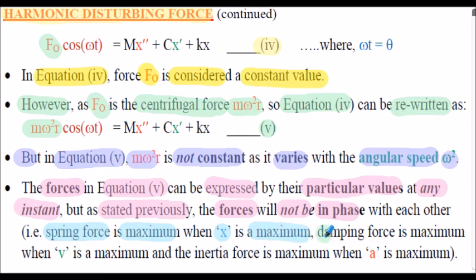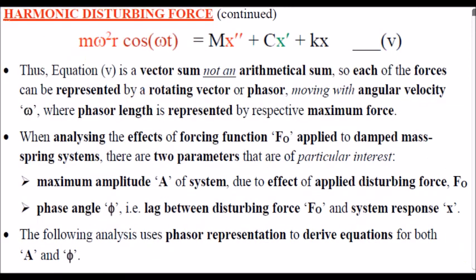The damping force is a maximum when velocity v is a maximum. And the inertia force is a maximum when the acceleration a is a maximum. So as stated, all the forces are out of phase with each other. Harmonic disturbing forces continued. Just repeated equation 5 for reference. So equation 5 is actually a vector sum, not an arithmetical sum.